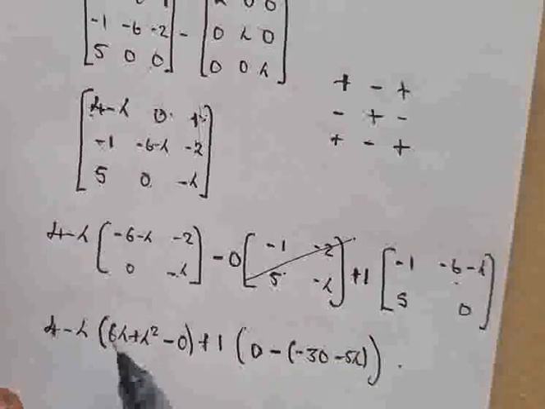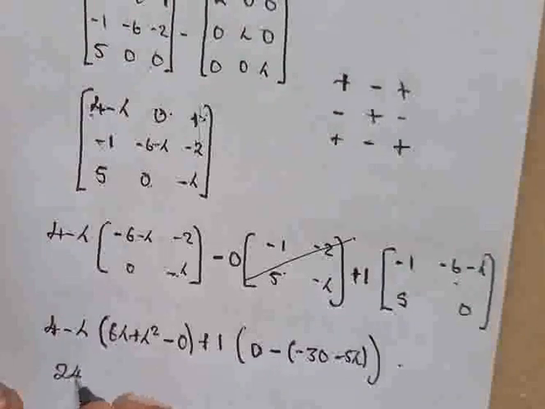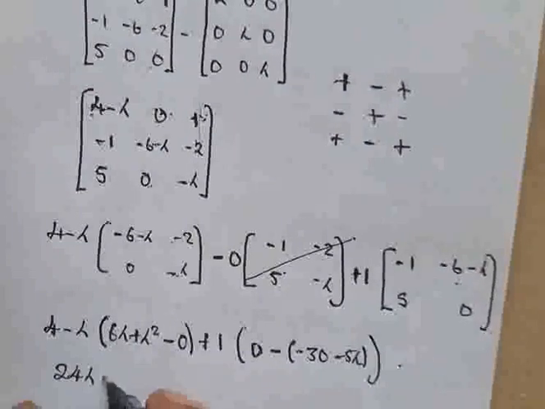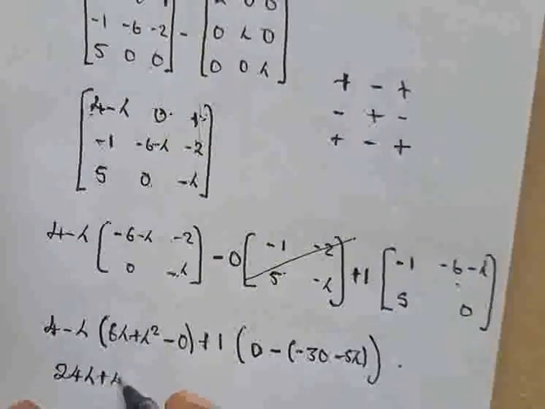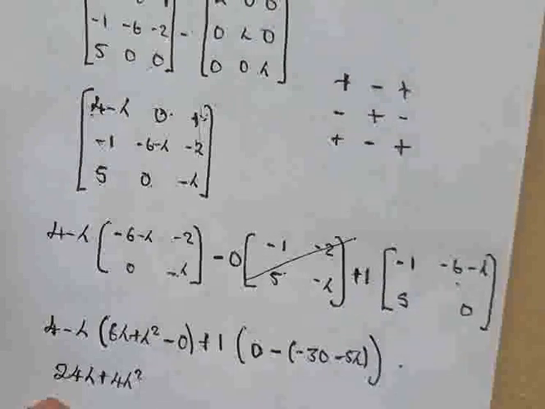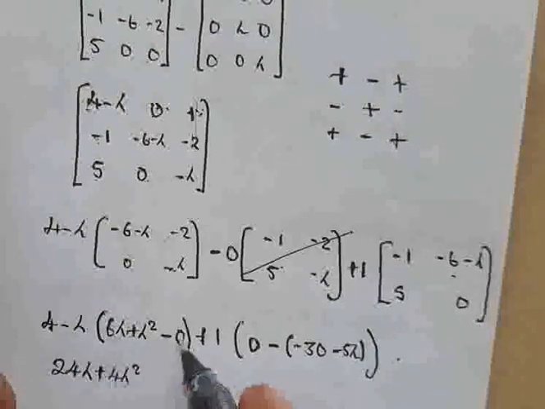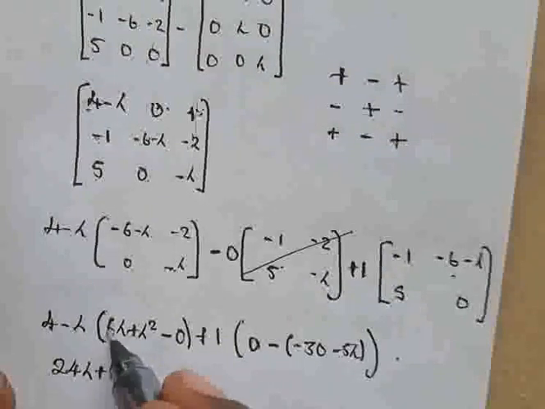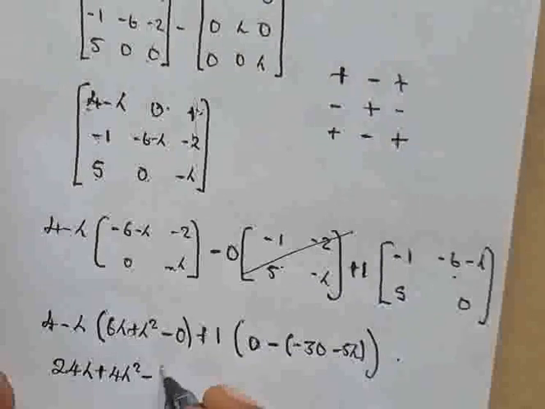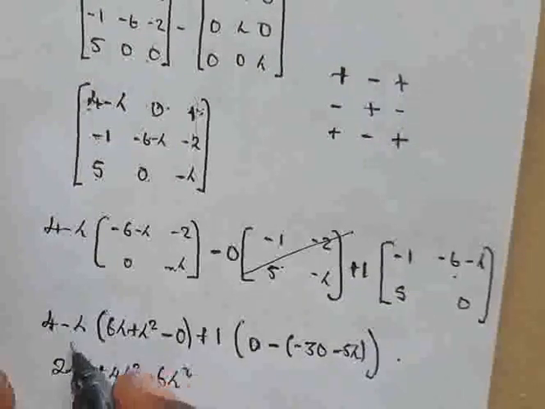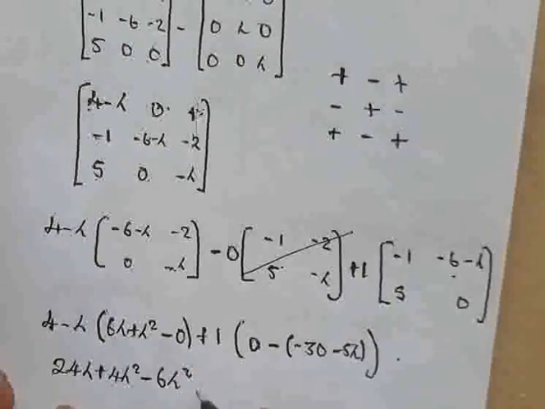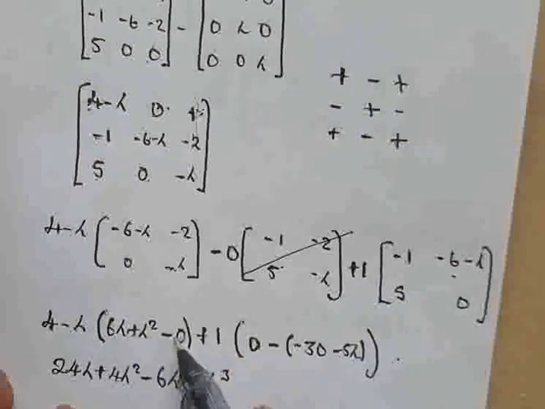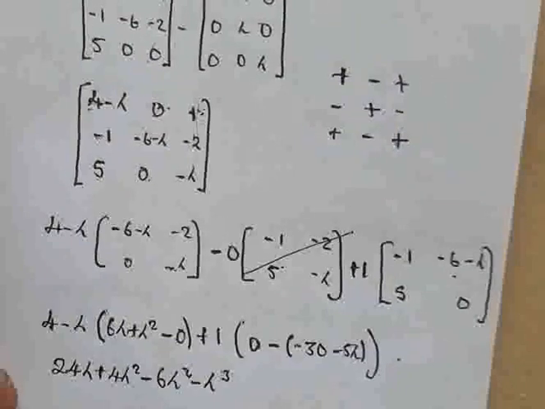So we'll start 4 times 6 lambda, that is 24 lambda. 4 times positive lambda squared to be plus 4 lambda squared. Then 4 times 0 to be 0, so let us not trouble ourselves on that one. So negative lambda times 6 lambda, it will be negative 6 lambda squared. Negative lambda times positive lambda squared, it will be negative lambda cubed. And of course here this will give us 0, so let us not trouble ourselves on that one as well.